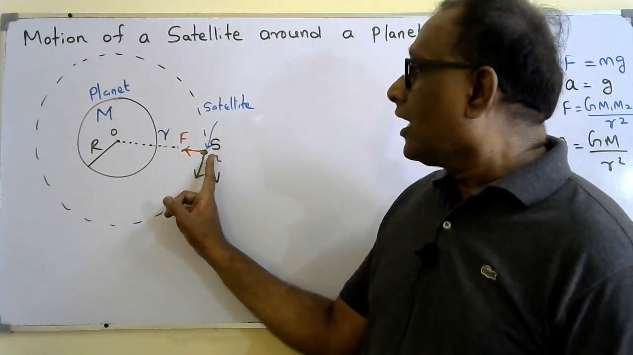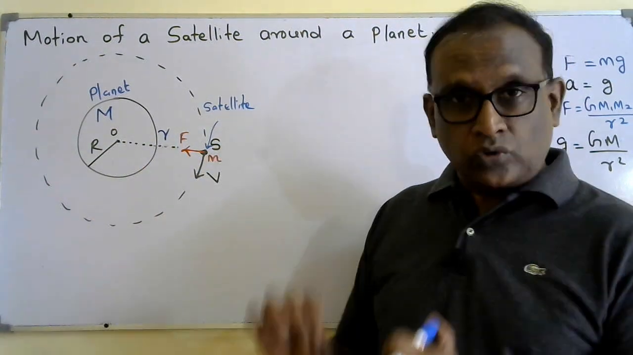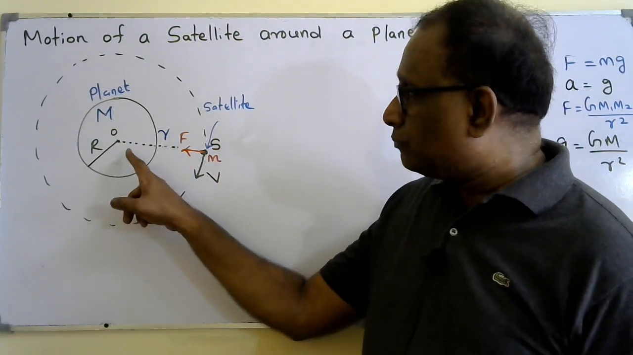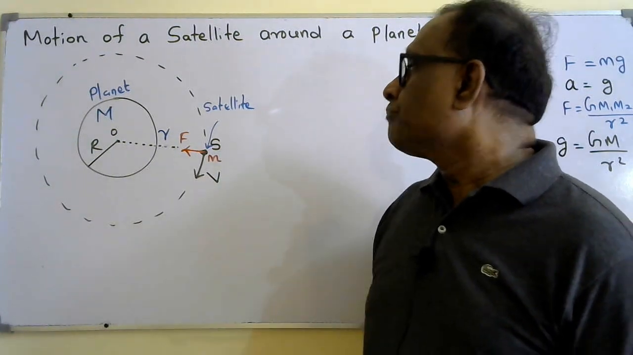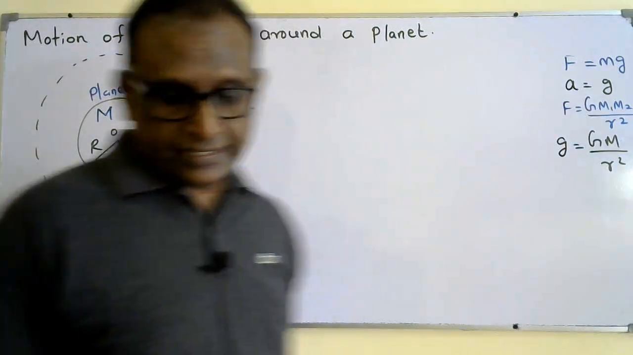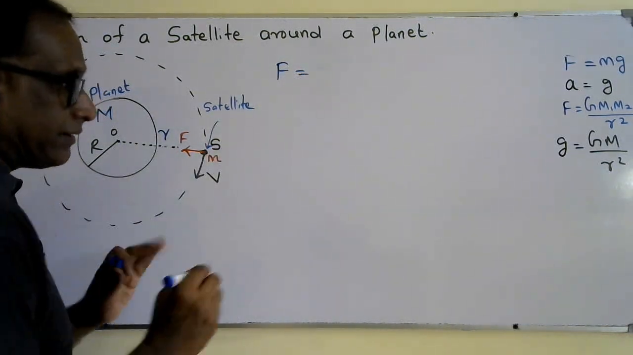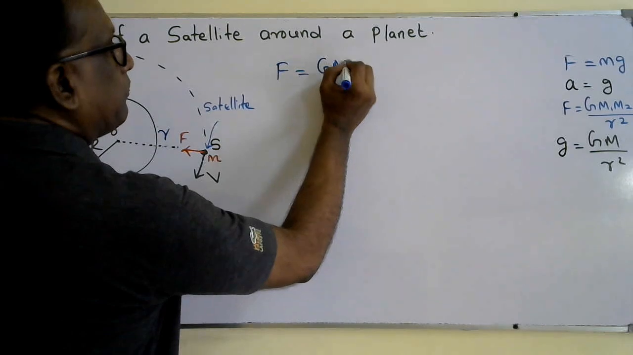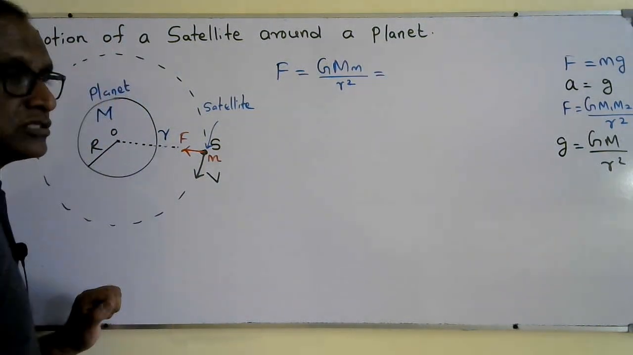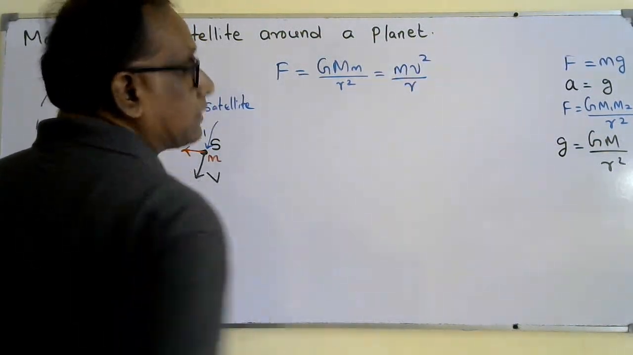The required centripetal force is provided by the gravitational pull by the planet on the satellite. That is given by Newton's law of gravitation. So the required centripetal force is provided by the gravitational force, which is GMm over r squared. That is the centripetal force, which is going to be mv squared over r.